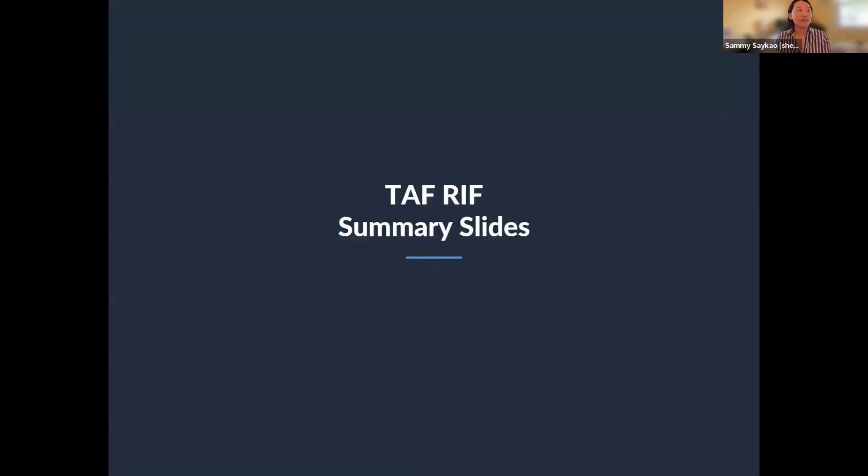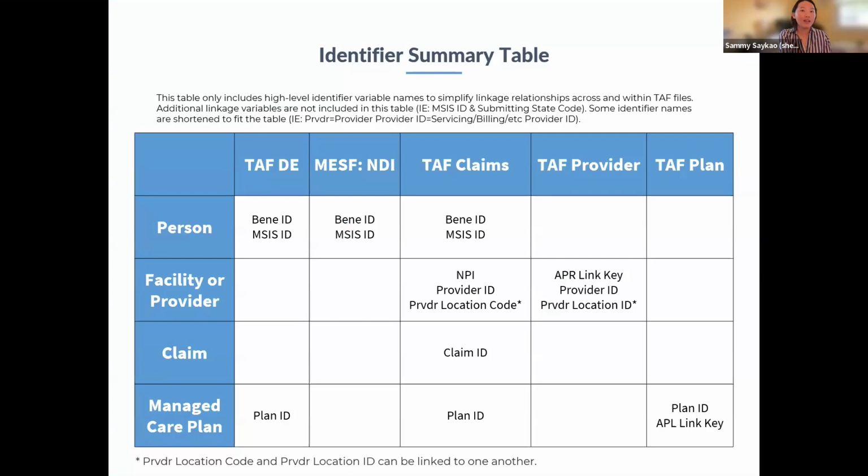All right, so the presentation as a whole is over, but I did want to share some summary slides that I've made, hopefully to help you reference in the future if you're working in the TAF data. It is very high level, bare bones, but I'm hoping that it'll help a little bit. So the first one we have is the identifier summary table. It summarizes all of those little tables that I shared with you, put all together. On the left-hand side, who are you trying to follow? And then at the very top, what files have those identifiers.